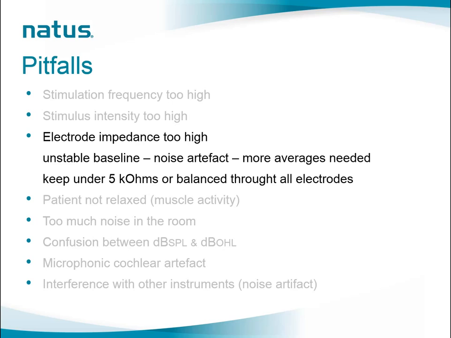In some cases, you could see unstable baseline, you could see noise artifact, you could see a lot of rejection. That may be due to electrode impedance. If the electrode impedance is too high, you will pick up more noise, and therefore a bad quality of your waveforms. So keep the impedance below 5 kilo ohms, or try to have it balanced throughout all electrodes.